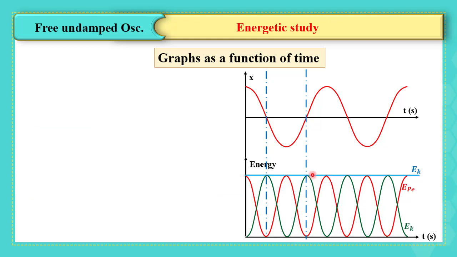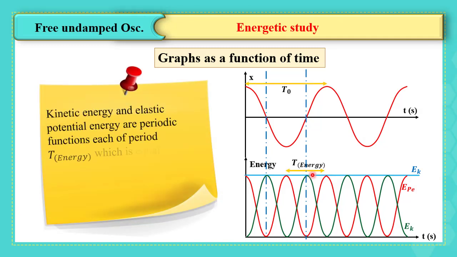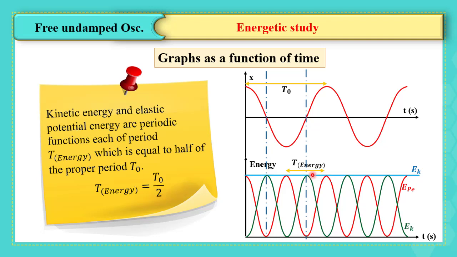Note that kinetic energy and elastic potential energy are periodic, and it's obvious from this graph. This period, T energy, is equal to half of the proper period, T0, of the x function.